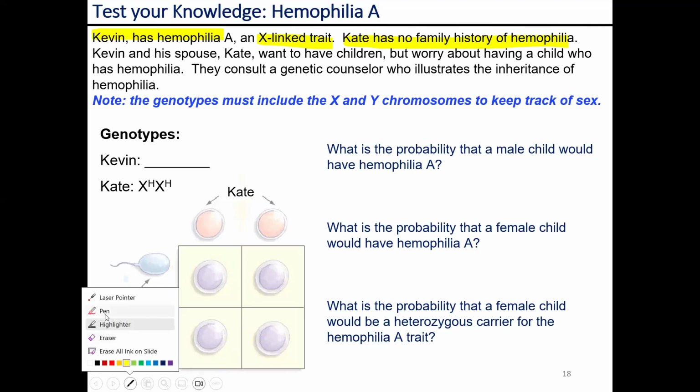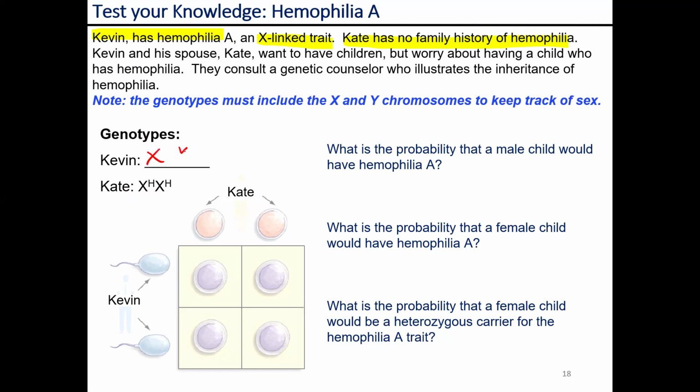So we're going to go ahead and do this problem. We know Kate is homozygous dominant for normal blood, and we know Kevin has hemophilia. Kevin's a male, so he is going to be XY, and since it's X-linked, it's only following this X. Big H is for normal, little h is for hemophilia. So we'll put a little h superscript there for Kevin. Kevin is X little h, Y, and Kate is X big H, X big H.